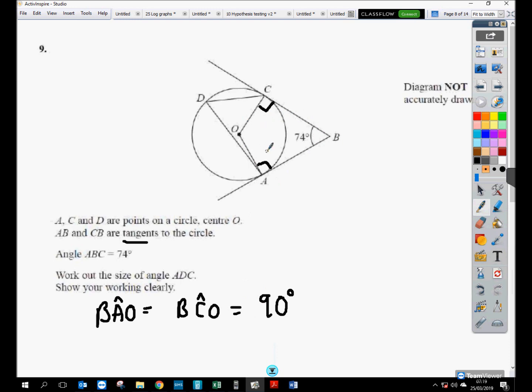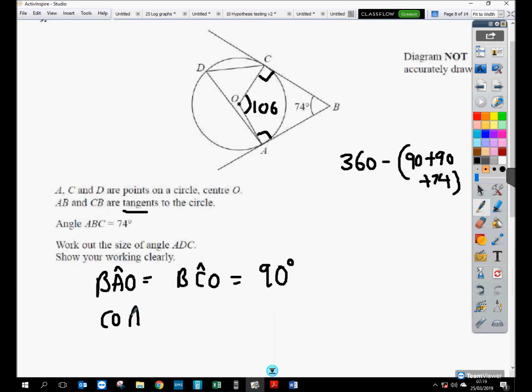There is a kite shape there. The angles in a kite shape, or any four-sided shape, add up to 360. So if we do 360 minus 90, minus 90, minus 74, we can work out the missing angle in the kite shape. And that's 106. So we can write that COA equals 106 degrees, and this is the angle at the center. We're trying to work out angle ADC, which is the angle at the circumference. So angle ADC is 53, because the angle at the center is twice the angle at the circumference. And that's the answer to the question.